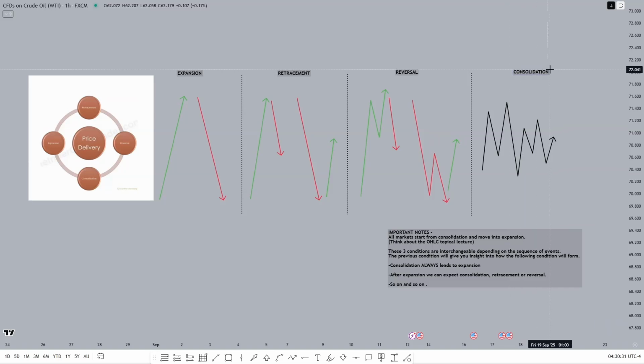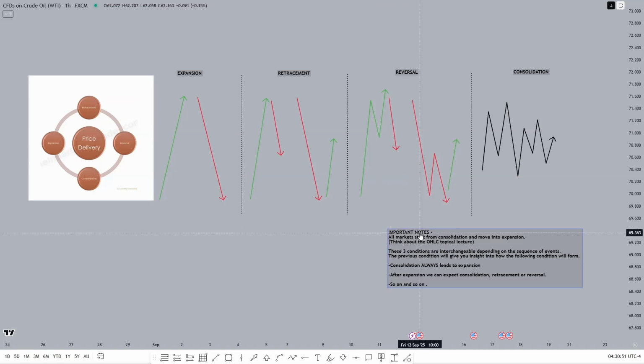And then we've got consolidation over here. The reason it's all just in black is because it doesn't matter buy side or sell side, up or down. What we just know about this condition is that it is just a range bound condition, not making any significant highs or lows. Okay, this would lead on to time distortion, which we will get into in future topical lectures.